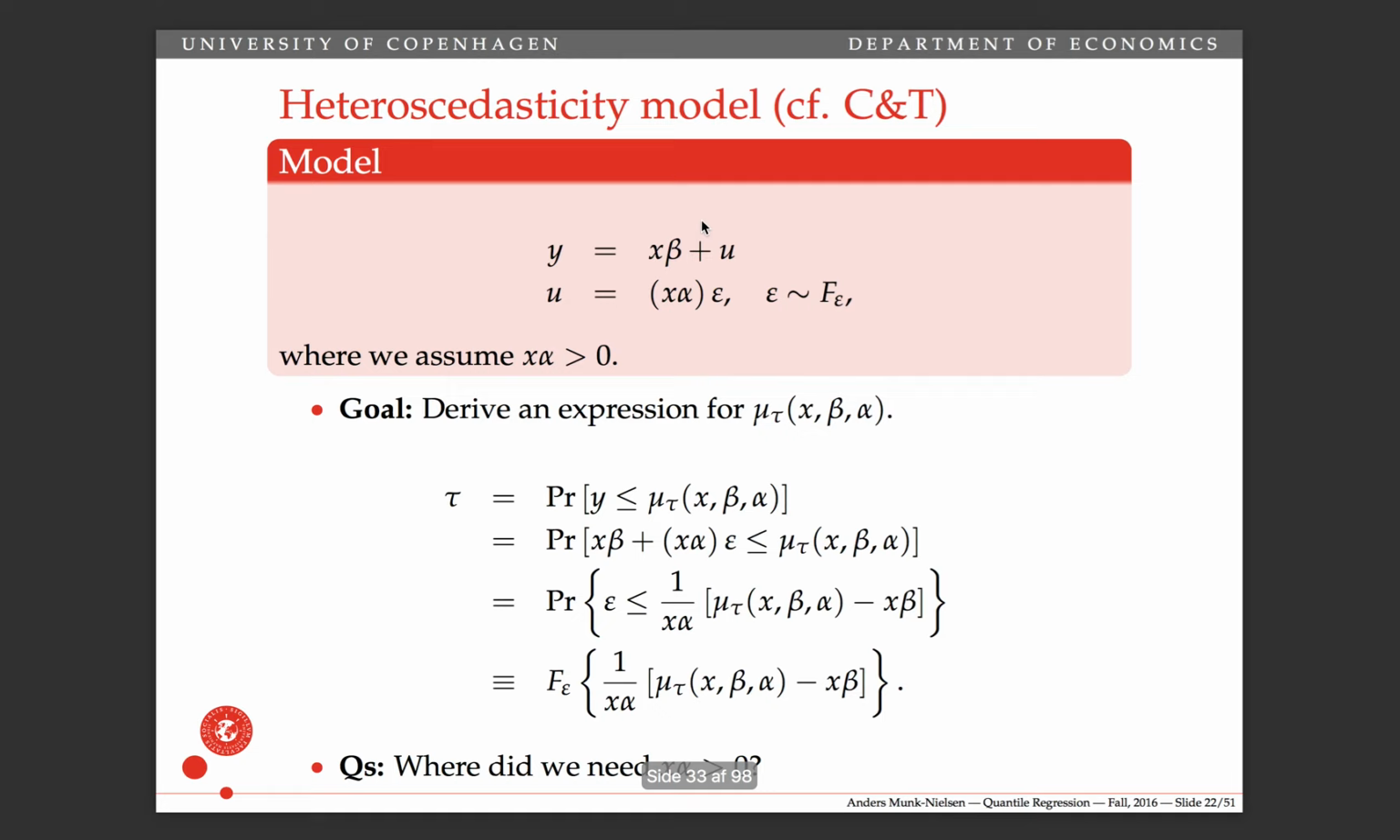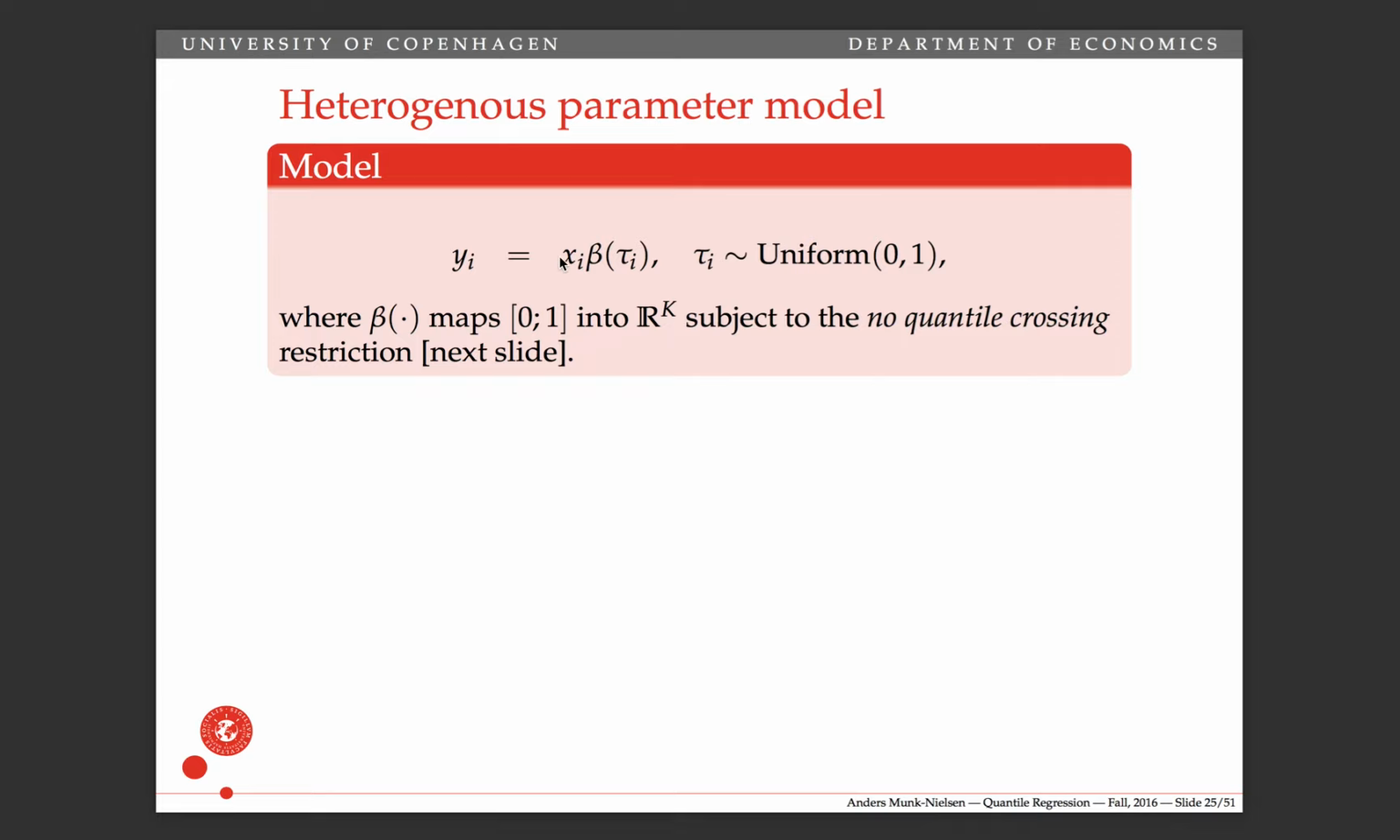the taus, we interpreted them as the quantiles, but they are the conditional quantiles. In the same way, you also have that with a higher or lower x you can be put in different quantiles.